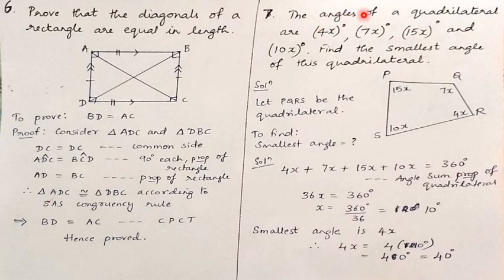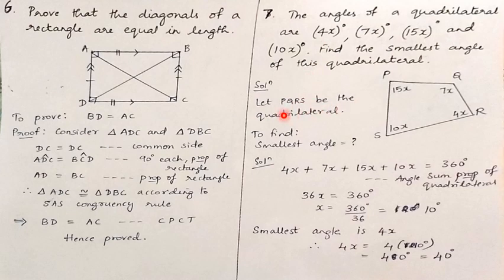Last question. The angles of a quadrilateral are 4x degree, 7x degree, 15x degree and 10x degree. Find the smallest angle of this quadrilateral. So the measurement of the angles are given in terms of unknown variables. We should be finding the value of x first and then we will be finding the smallest angle. The smallest of the given measurements is 4x. It depends upon the value of x. Sometimes if we get a fraction, then smallest one is not 4x. We will find out first x and then we shall see which is the smallest one.